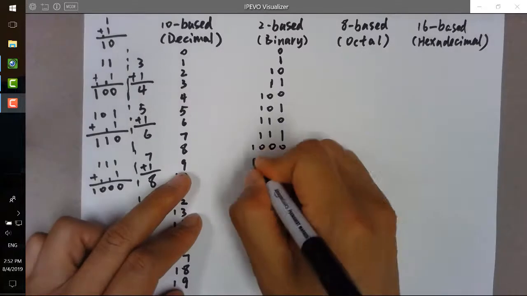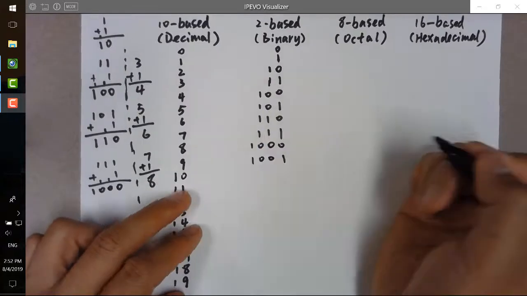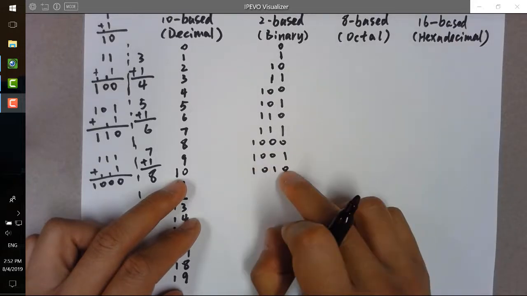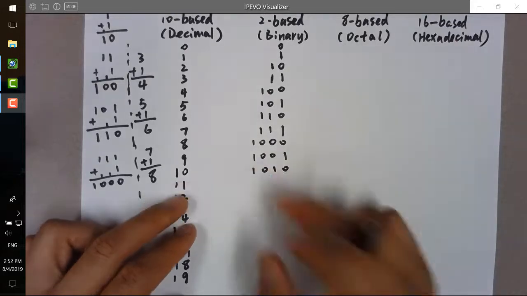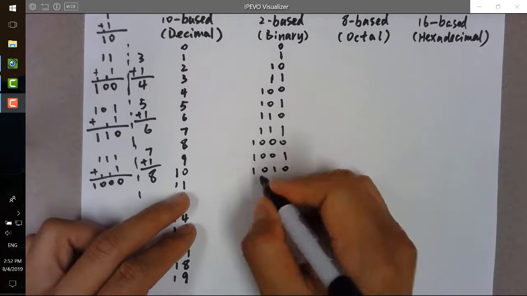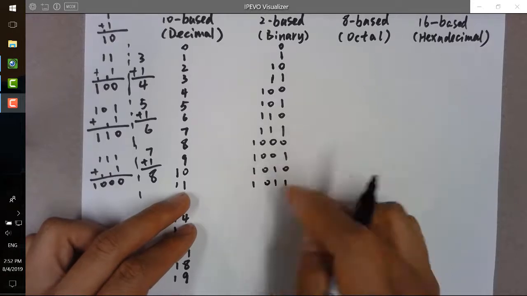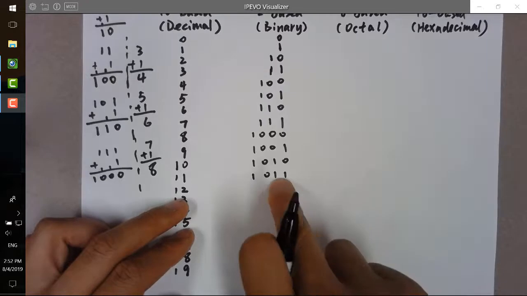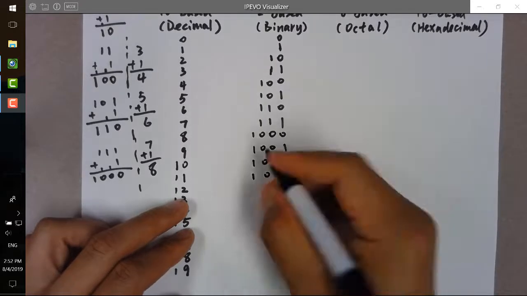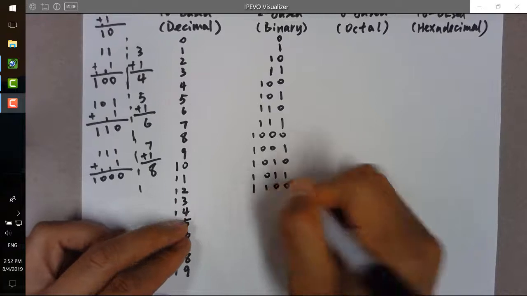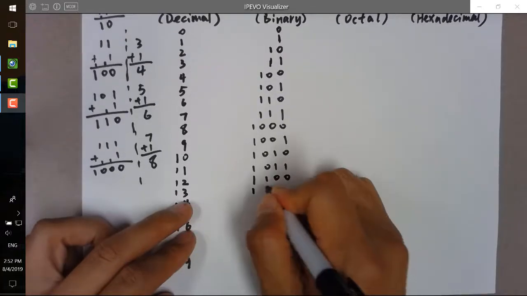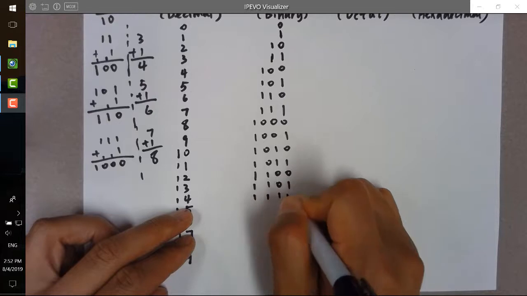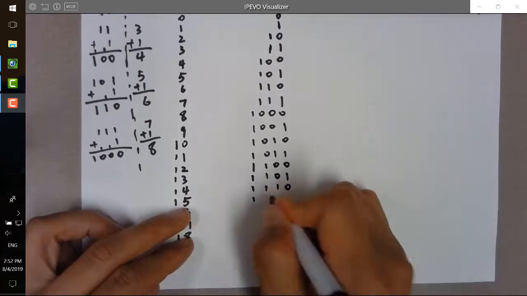So 9, you just add 1 to it. And then 10, same concept. You reset here, you get a carry. 11 will be 1 0 1 1, just add 1 to it. So 12, you add a 1 here, then carry. So finally, it becomes this. 13, you add 1 to it. 14, 15.